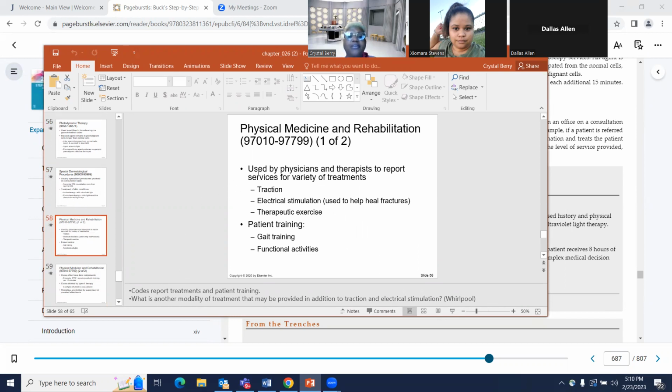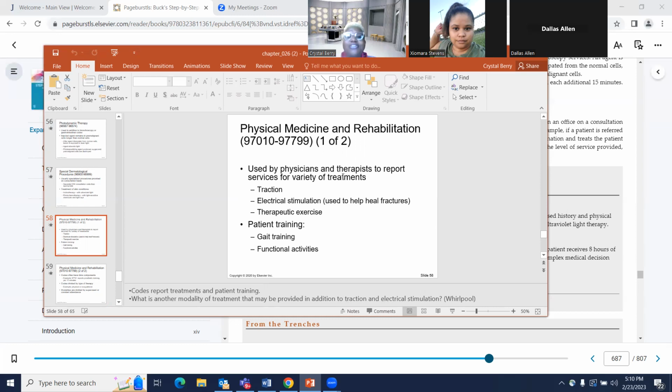Look at this right here, used by physician, and it's telling you that code range. And for this one, you see it right here, Samara and Dallas. Physical medicine and rehabilitation, 97010. What was that answer? 97010.